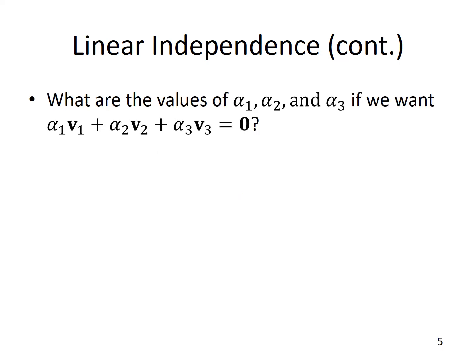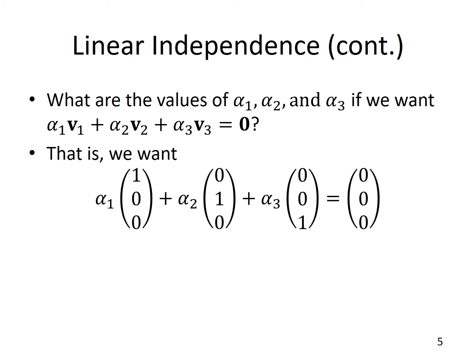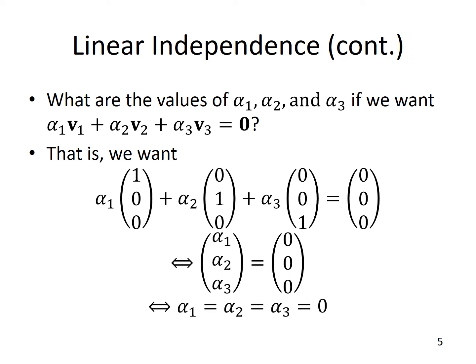This slide simply expands what I have just explained. We want to add these three vectors in these proportions such that the resultant is 0. The only way we can achieve this is that these proportions themselves are 0. Hence, these three vectors are linearly independent.